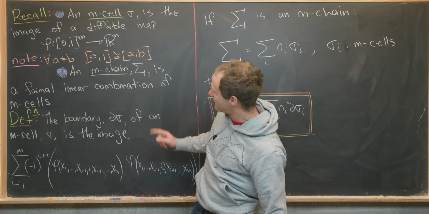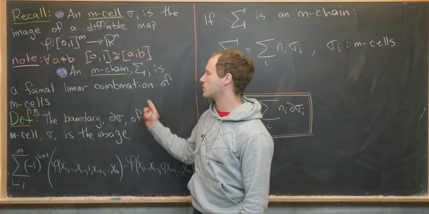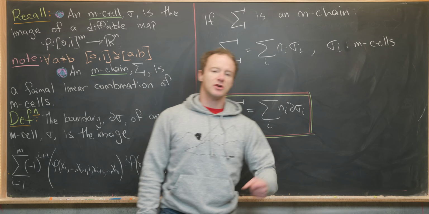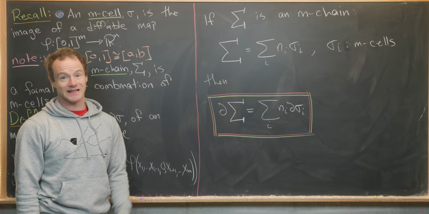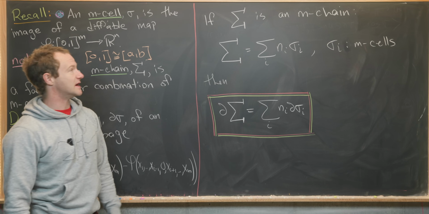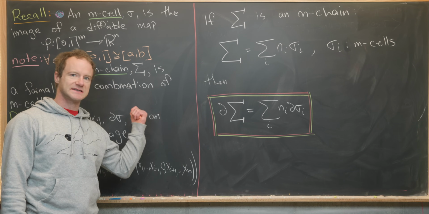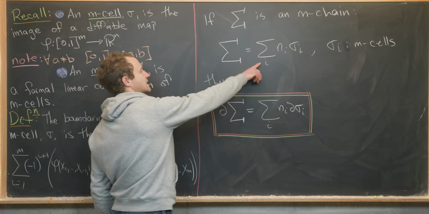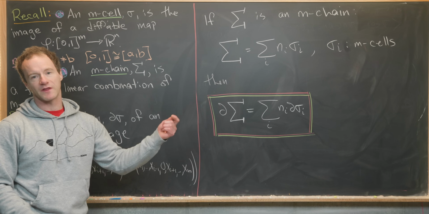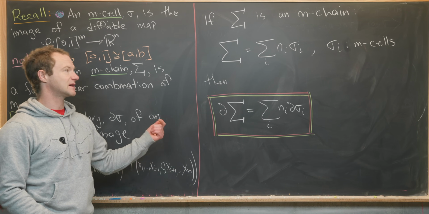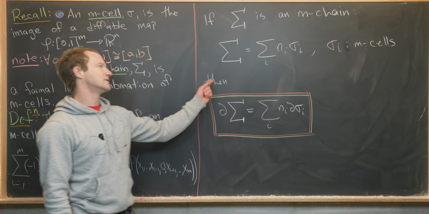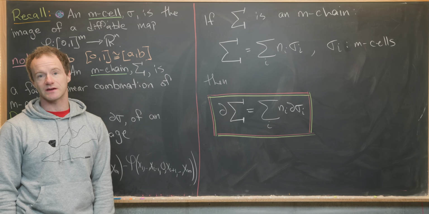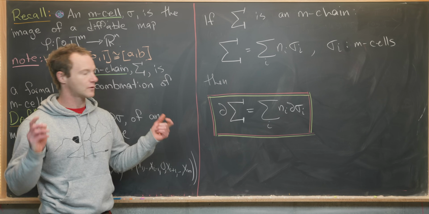And that's because the definition of an M chain is really just a formal linear combination of M cells. So this definition of the boundary of an M cell goes on to the boundary of an M chain just linearly. So if capital sigma is an M chain, in other words, like I said, a formal linear combination of M cells, here we have our capital sigma is the sum over I of Ni times sigma I, where the Ni are just numbers and the sigma I are our M cells. And I know it's kind of sloppy to have this summation symbol be a sigma, and then we're defining this M chain as a sigma as well, but I think that's fairly standard, unfortunately.